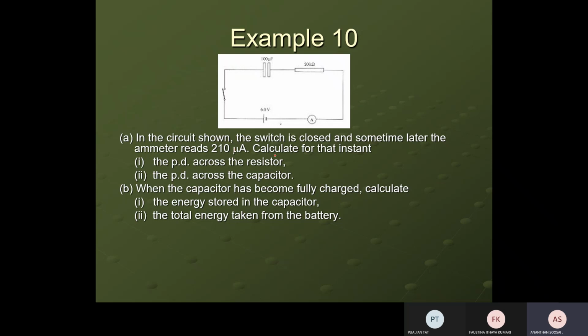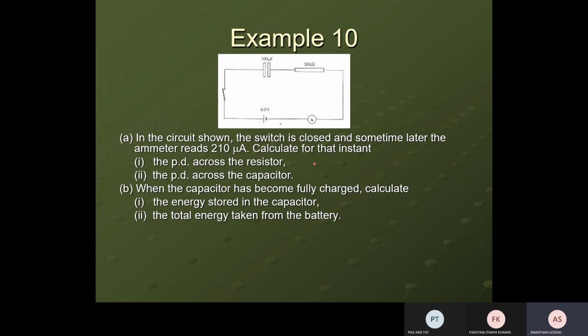In the circuit shown, a switch is closed some time later. The ammeter reads 210 microampere halfway through, so the capacitor is not fully charged. When the capacitor is fully charged, the current becomes 0, so this is halfway. Halfway, the current is found to be 210 microampere. Calculate for that instant the PD across the resistor.